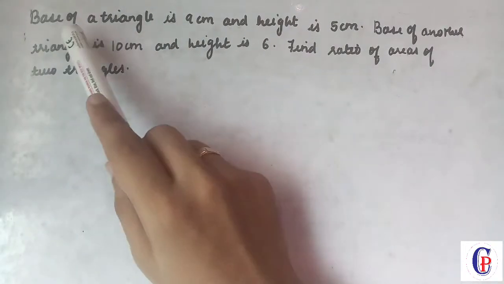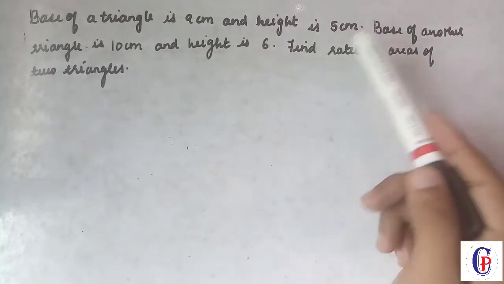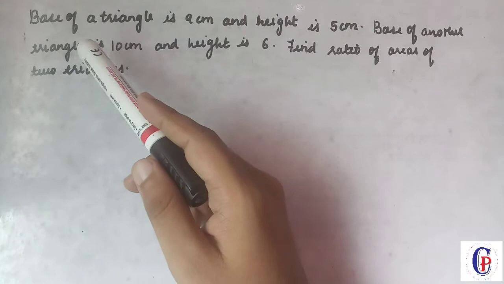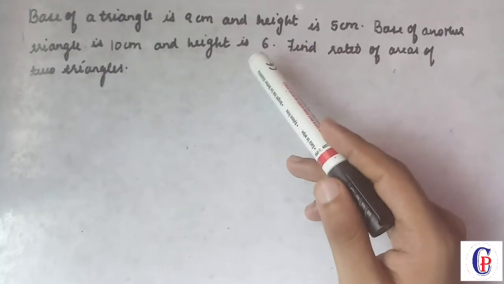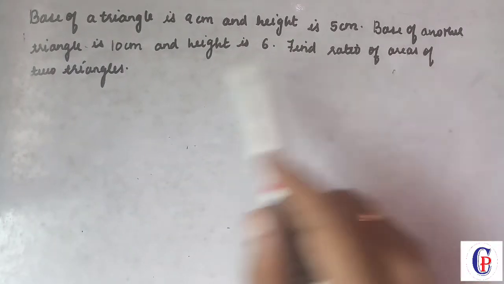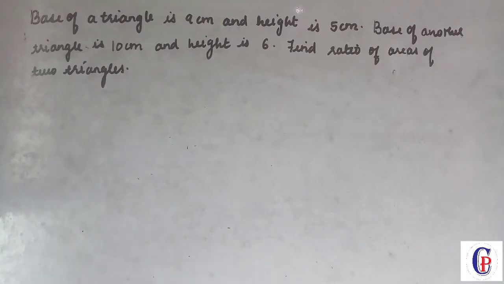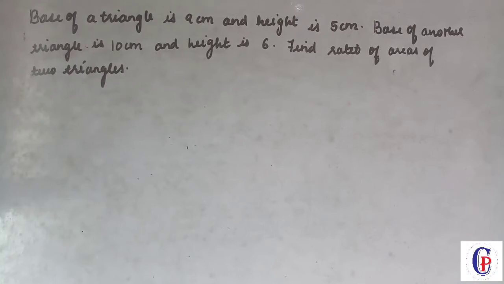Here the question is: the base of a triangle is 9 centimeter and the height is 5, and there is one more triangle whose base is 10 centimeter and height is 6. We need to find the ratio of areas of the two triangles. Which formula or property do we use? We have discussed only one property so far, that is the ratio of areas of two triangles.